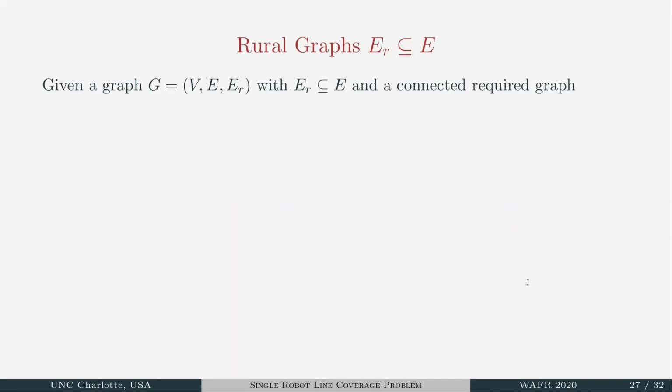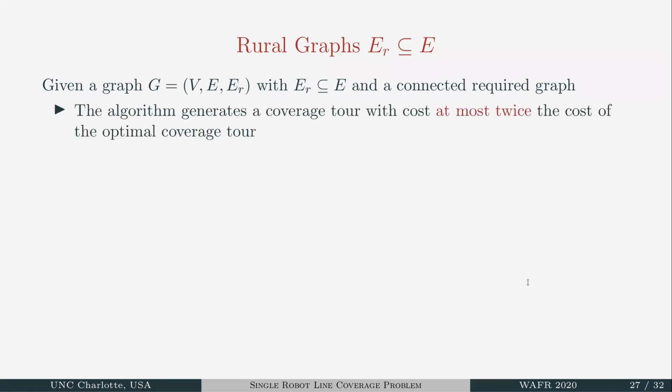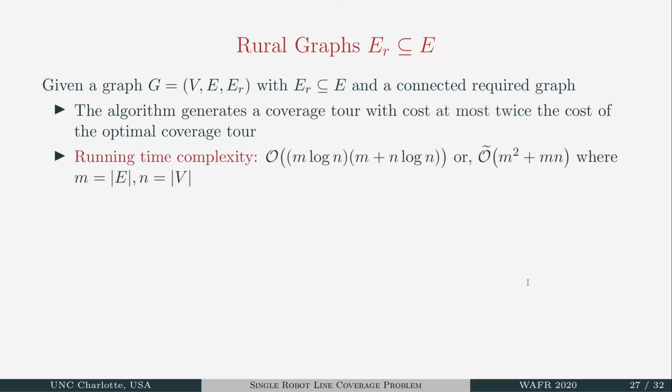We show that given a graph G that can have required edges as a subset of the entire edge set, such that the required graph is connected, the algorithm generates a coverage tool with cost at most twice the cost of the optimal coverage tool. This means that the algorithm is a two approximation algorithm. The running time of the algorithm is O tilde of m square plus mn.